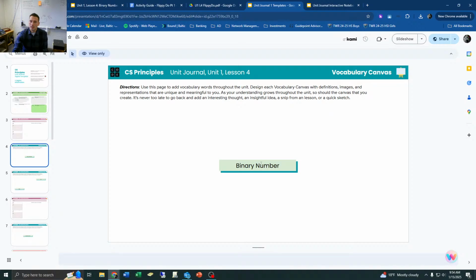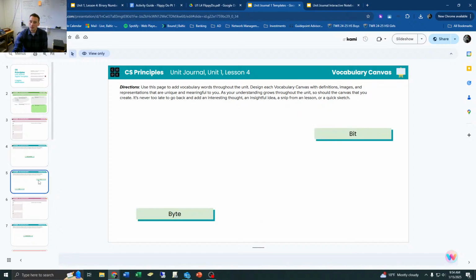And then in our journal, use this page to add vocab words throughout the unit. Design each vocabulary canvas with definitions, images, representations that are unique and meaningful to you. As your understanding grows through the unit, you should be able to have a canvas, and you can always come back here and add in more things. So we're going to start with binary number, and then we've got bit and byte. I think that's it for those two.